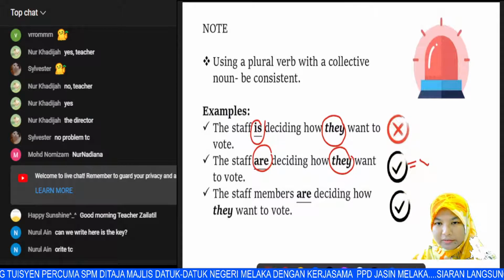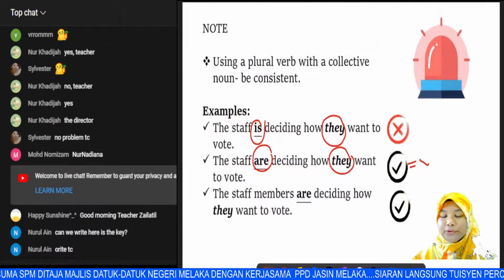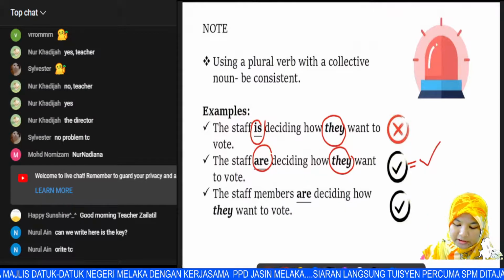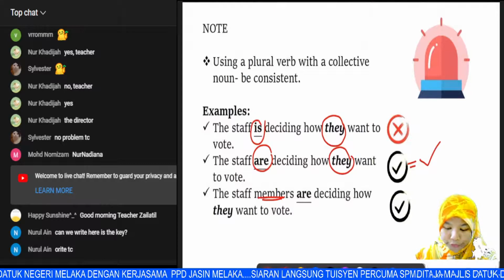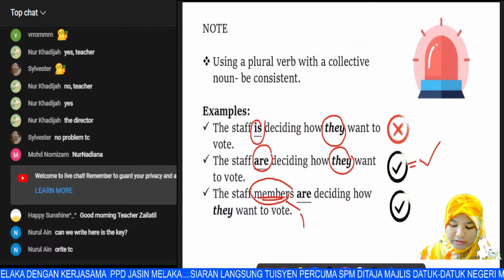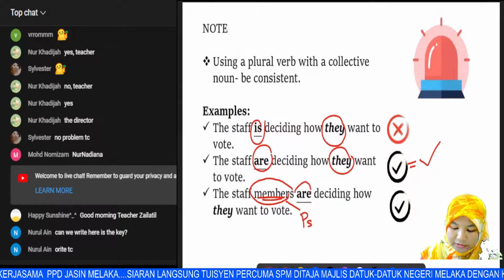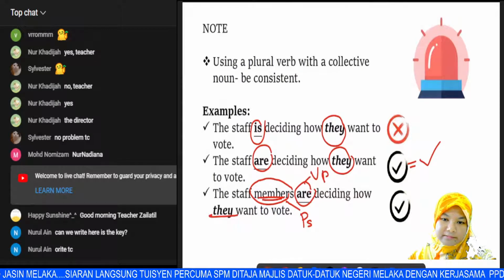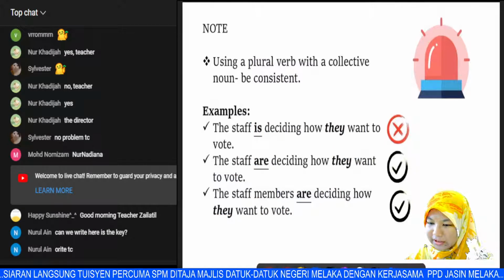And usually, to help you be consistent in writing, if you want to use a plural verb here, you can add the word members: the staff members. It will become clear for you. Members has an S, so it is a plural subject. With a plural subject, you can straight away follow with a plural verb, and then complement it. Okay, now, the last part.